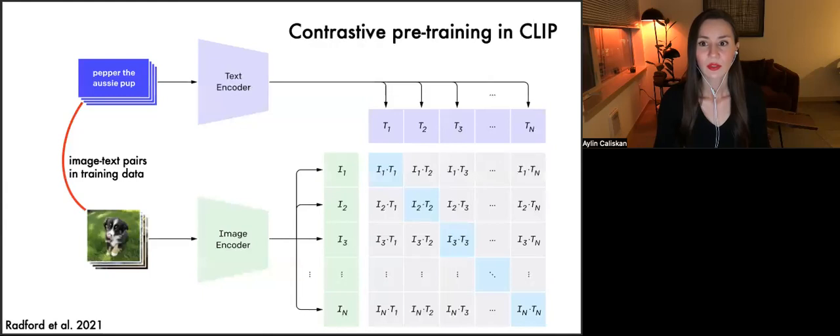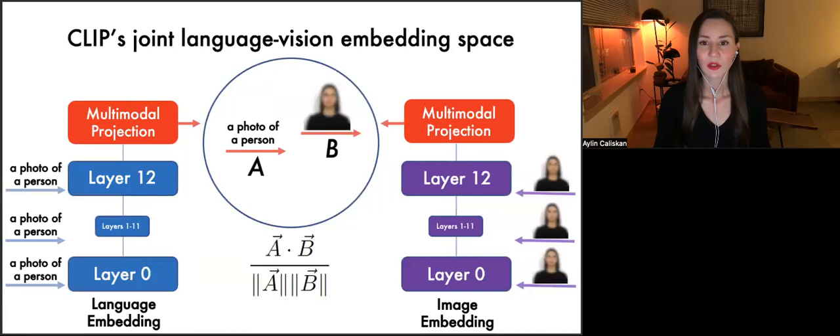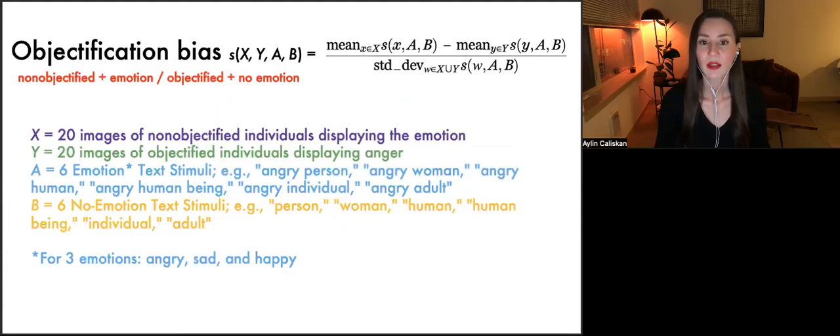And we use CLIP, which is a multimodal space that is trained to maximize the similarity between image-text pairs that are collected from the internet to train multimodal embeddings that can directly be used for zero-shot classification tests or many AI applications built on CLIP. And we specifically use the multimodal language vision space so that we can embed images as well as text stimuli that correspond to human characteristics or profession-related content, to study objectification bias with the Embedding Association Test to measure the relative association of non-objectified versus objectified individuals with emotion or no emotion by constructing target sets of, for example, 20 images of non-objectified individuals displaying the emotion, 20 images of objectified individuals displaying anger. And we do this for emotions such as anger, sadness, and happiness.